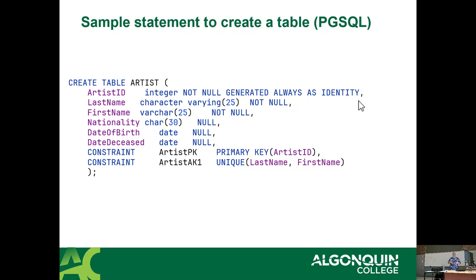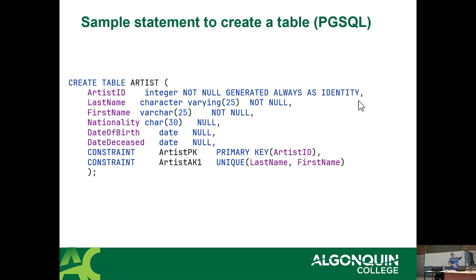Varchar works everywhere. When you're doing your labs and your assignments, varchar is fine. But I'm just showing you guys that if you go online and try to find help on how to do something in Postgres, you may see it listed as character varying instead of varchar. It's the same thing. Then we have char 30 for nationality, so a fixed length character field of 30. I talked about those before the break.